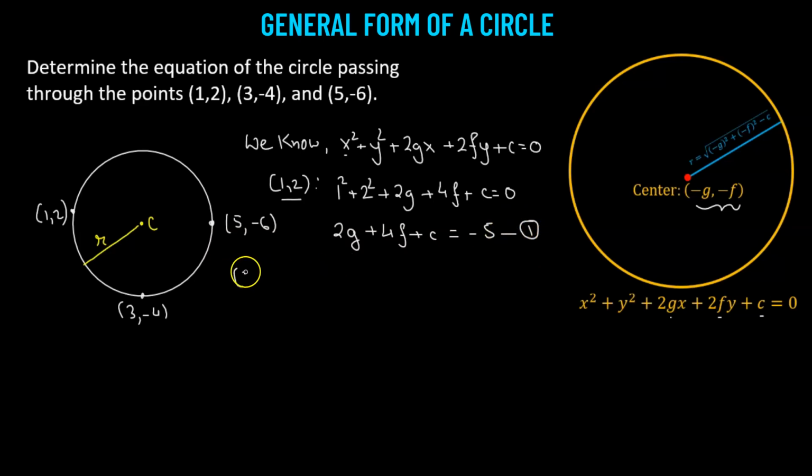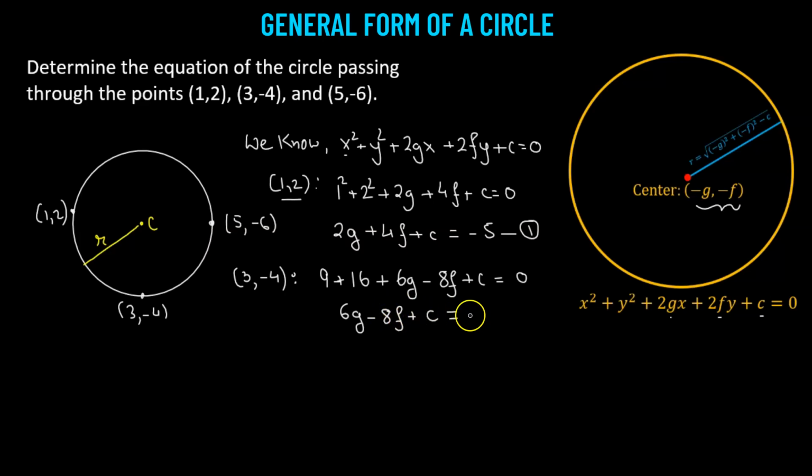Now, if we consider the next point, which is (3, -4), then for this point, we are going to replace the value of x with 3 and the value of y with -4. 3 squared will be 9, plus -4 squared will be 16, plus we have 2 times g times 3, so that's 6g. And then we have 2 times f times y, which is -4, so we have -8f plus c equals 0. Rearranging the terms, we get 6g minus 8f plus c equals -25. So let this be equation number 2.